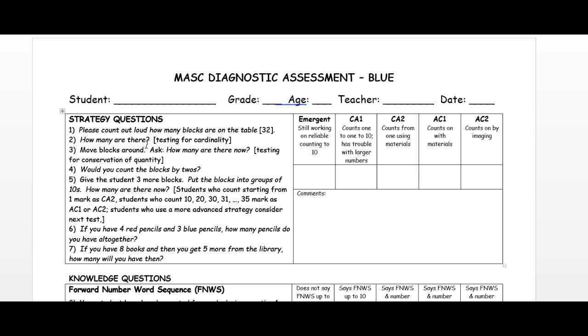Moving on to question 3, you're going to just shift the blocks around and ask the same question. How many are there now? And you'll be able to get a sense, if they start counting from 1, that they may not have conservation of quantity.